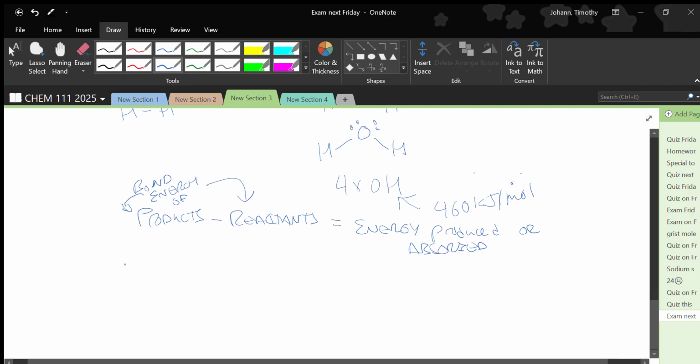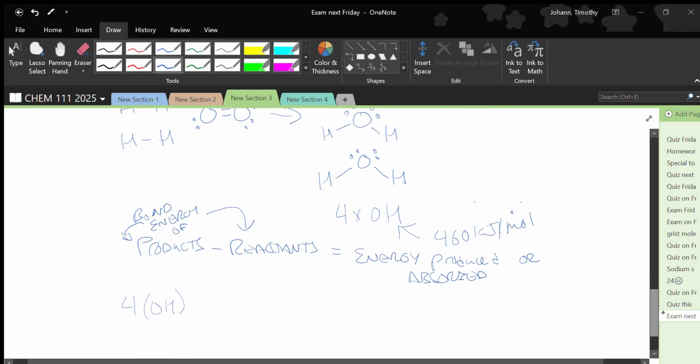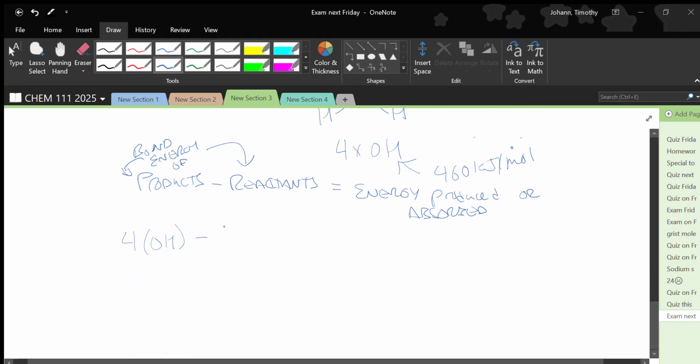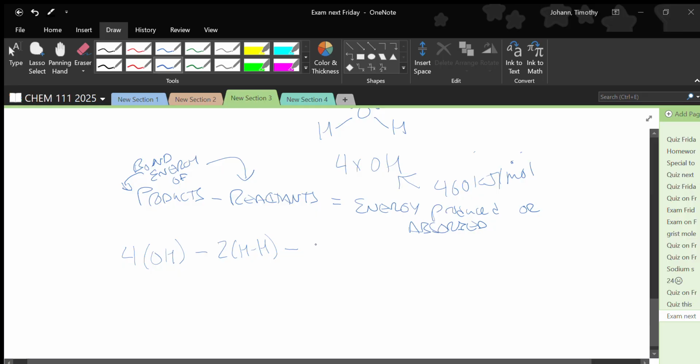So what I've got is 4 O-H bonds, right? And that's my products, 4 O-H bonds on the product side. For the reactants, I'm going to subtract from that: 2 H-H bonds, 2 times H-H, right? And I also have to subtract my oxygens, 1 times O double bond O. And that's going to give me my energy produced or absorbed.